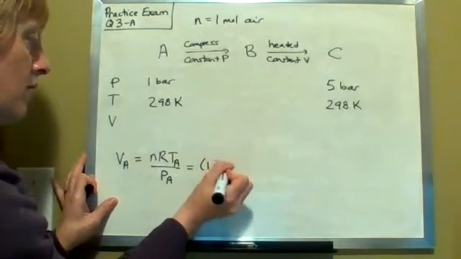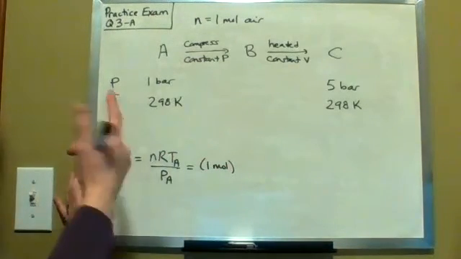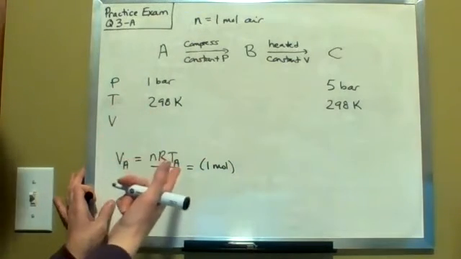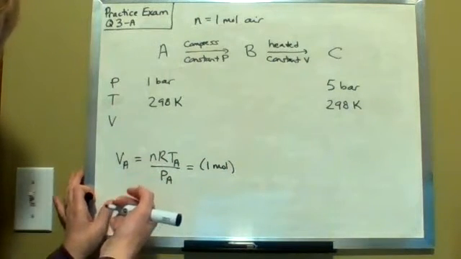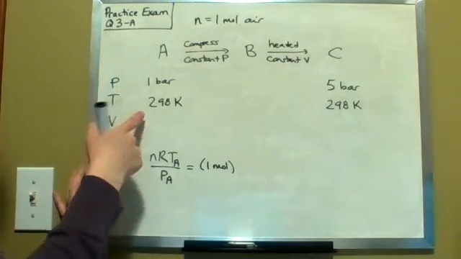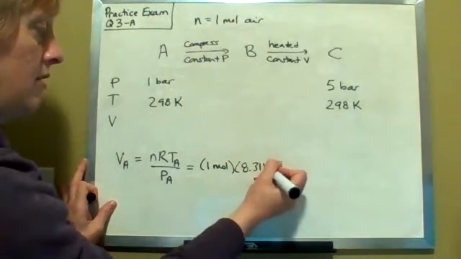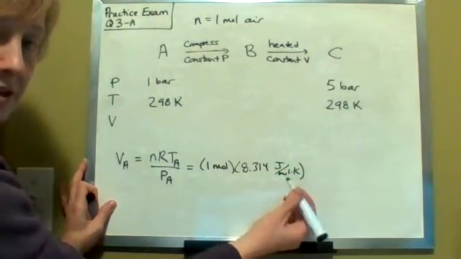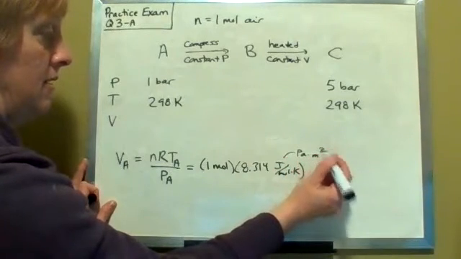You really just have to watch out for your units in this case. So we have 1 mole. Now here you have to decide whether you're going to be using pascals and meters cubed, or atmospheres and liters. In this case, I've decided to use pascals and meters cubed. So that means we have to transform our bar into pascals. You can keep this the same, and we're going to use as an R 8.314 joules per mole Kelvin, because the joule is a pascal meter cubed.